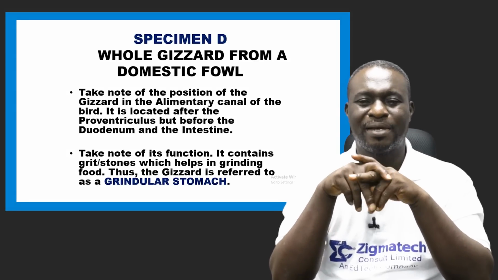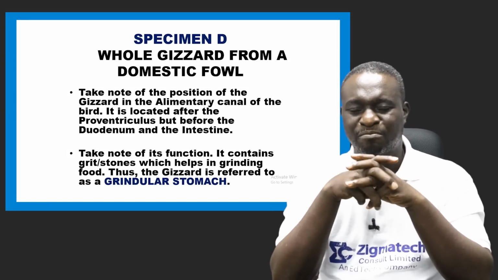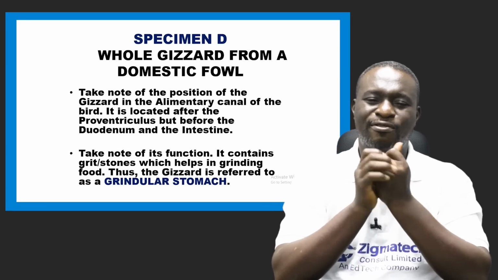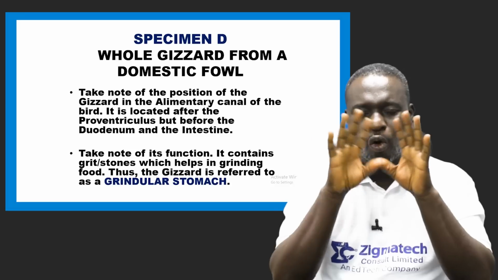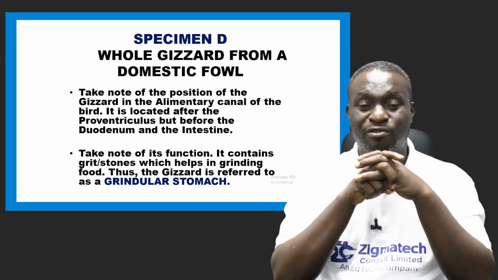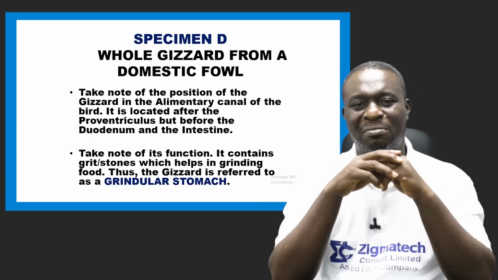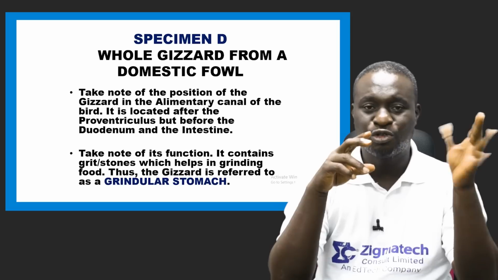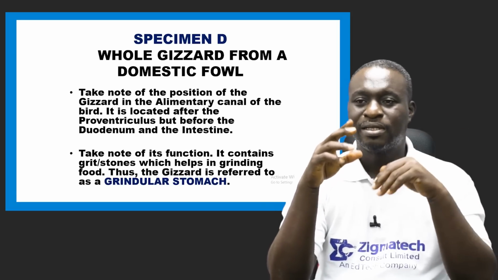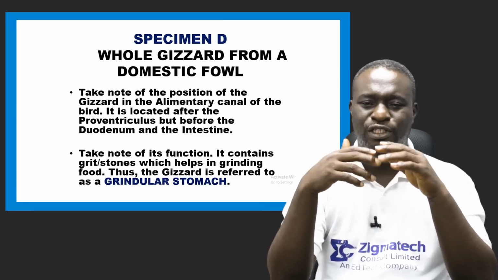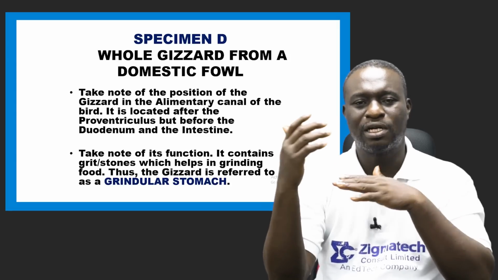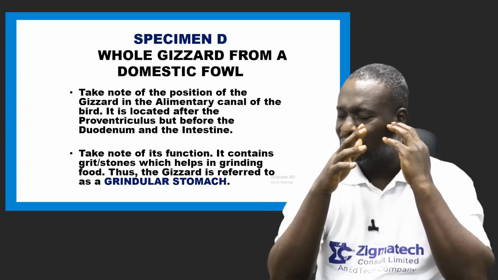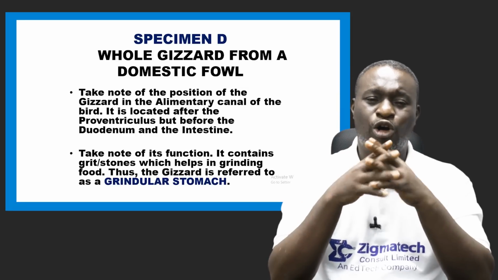Next is specimen D. Specimen D is whole gizzard from domestic fowl. Also, if you check specimen B, which talks about the liver and the gallbladder, I told you it is related to digestion. The same thing in specimen D: there is also a relationship towards digestion. Now, the gizzard is part of the alimentary canal of a bird.